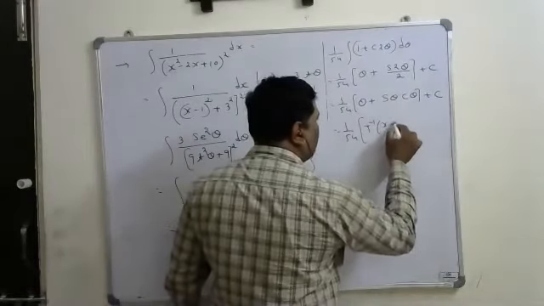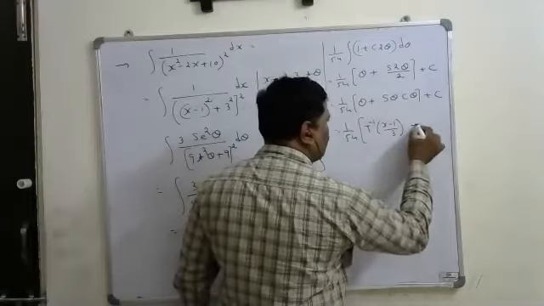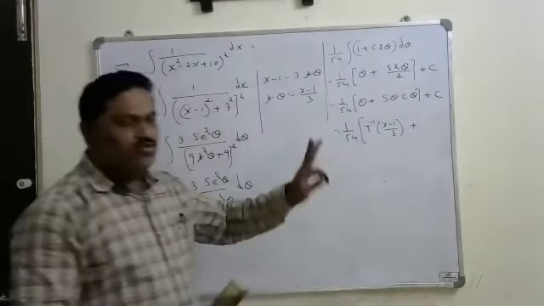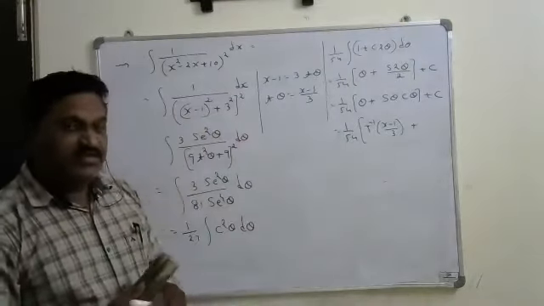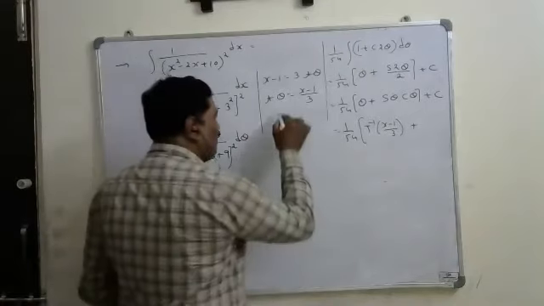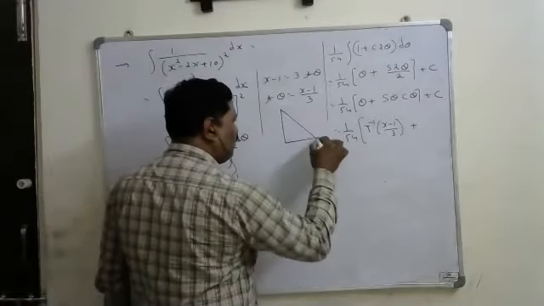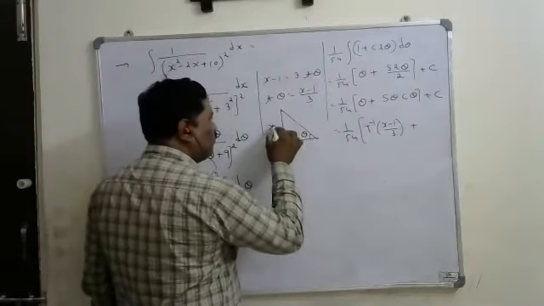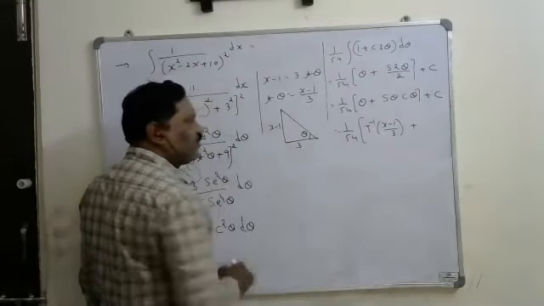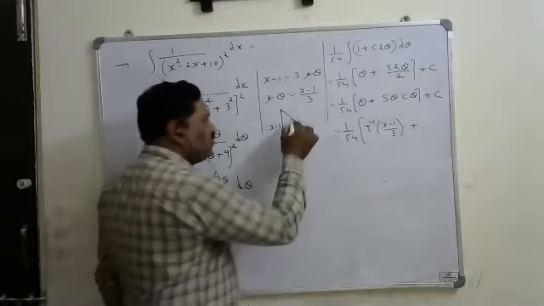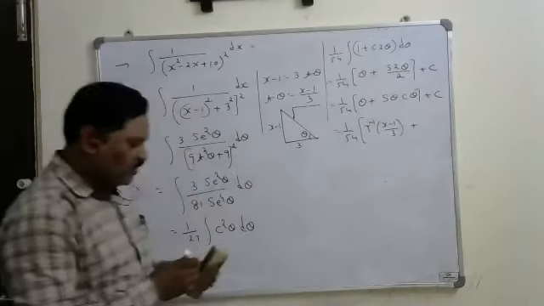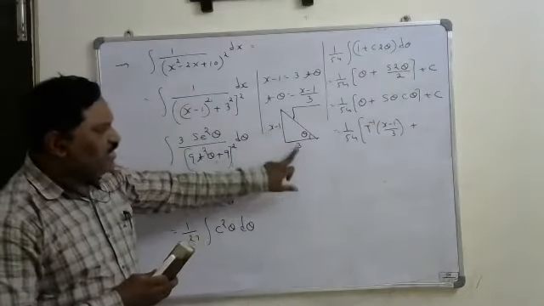Tan inverse of (x minus 1) by 3, plus there is a sin theta into cos theta. What is the value of the sin theta then? For finding the sin theta, take the right triangle for the angle theta. Tan means opposite by adjacent side. Then the hypotenuse will be under root (x minus 1) whole square plus 3 square.